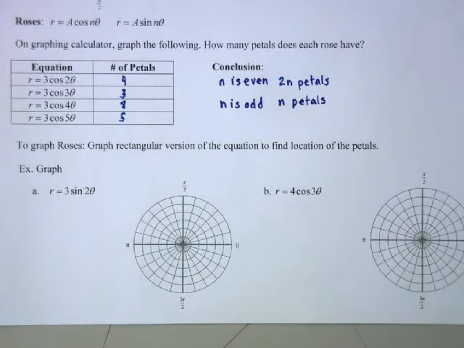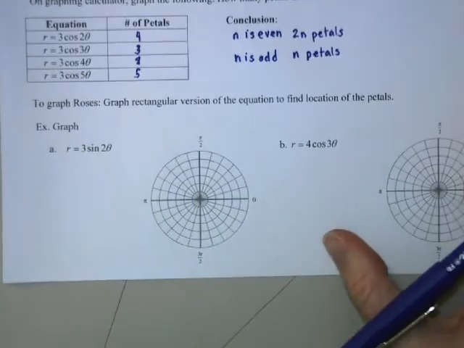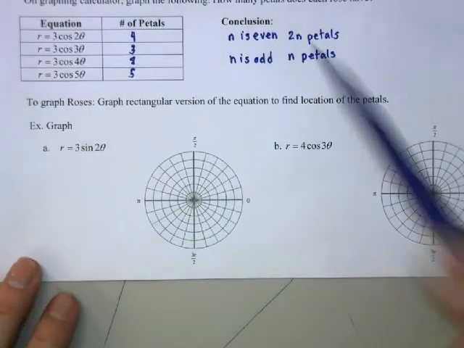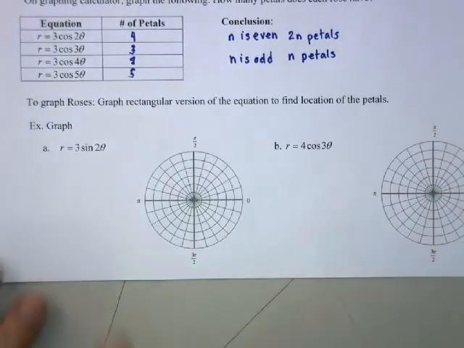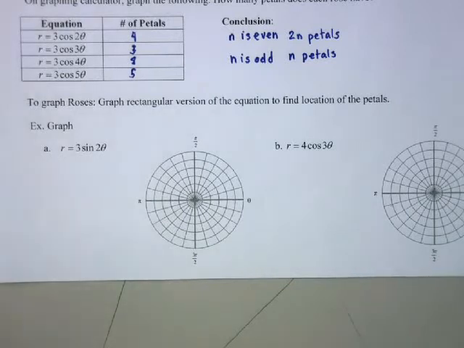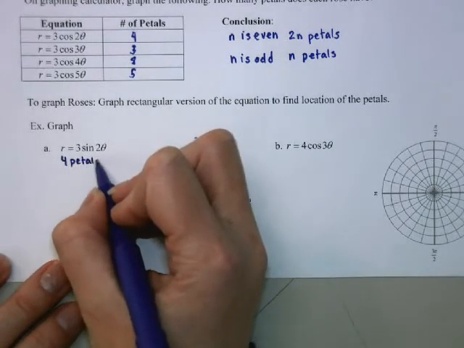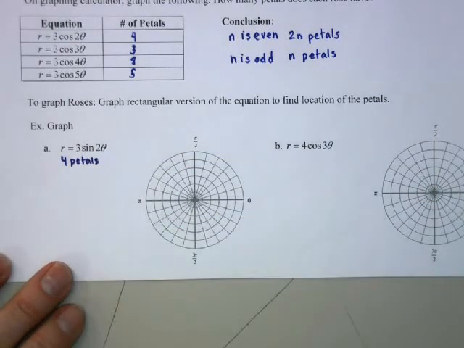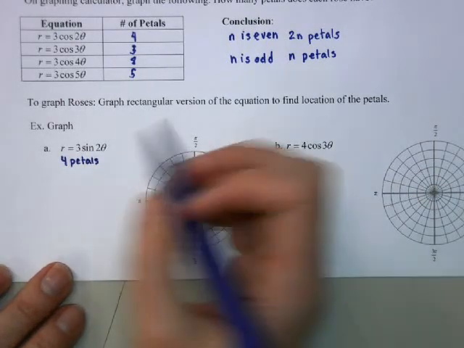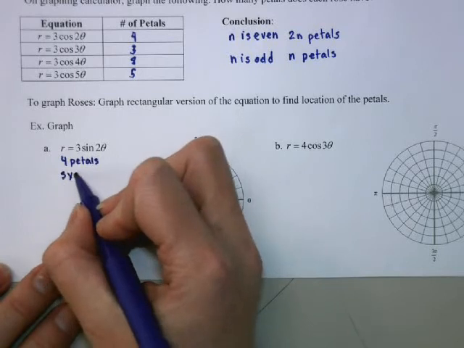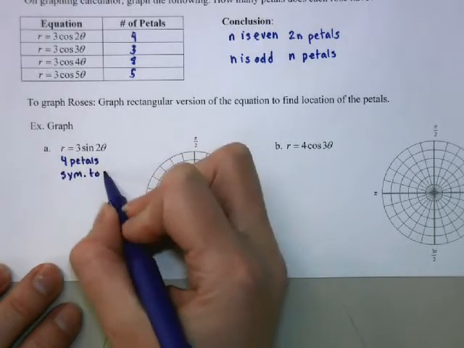Now plugging in just the quadrantals is not going to give us a good enough idea with these ones. So what we're going to do is use the rectangular graph and the fact that we know how many petals and the symmetry. So now we have 3 sine 2 theta. So we know there's going to be 4 petals, and we know they will be 3 units long, and we know that it is symmetric at a minimum to the y-axis.